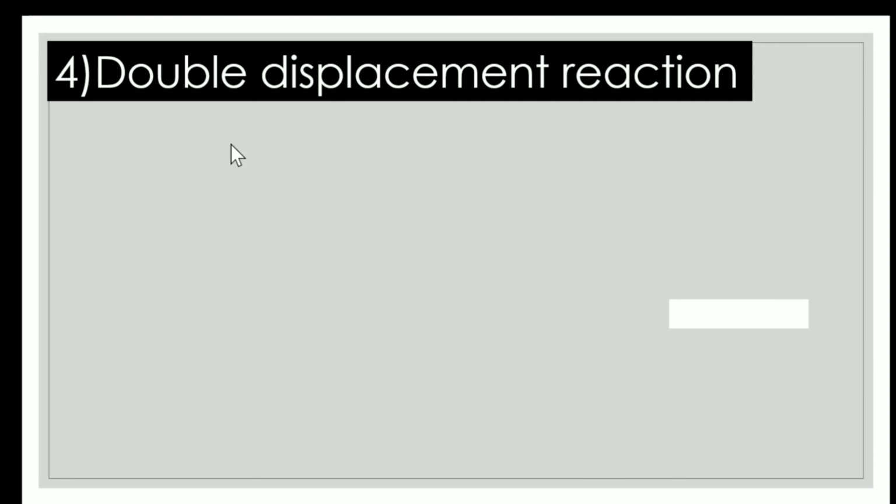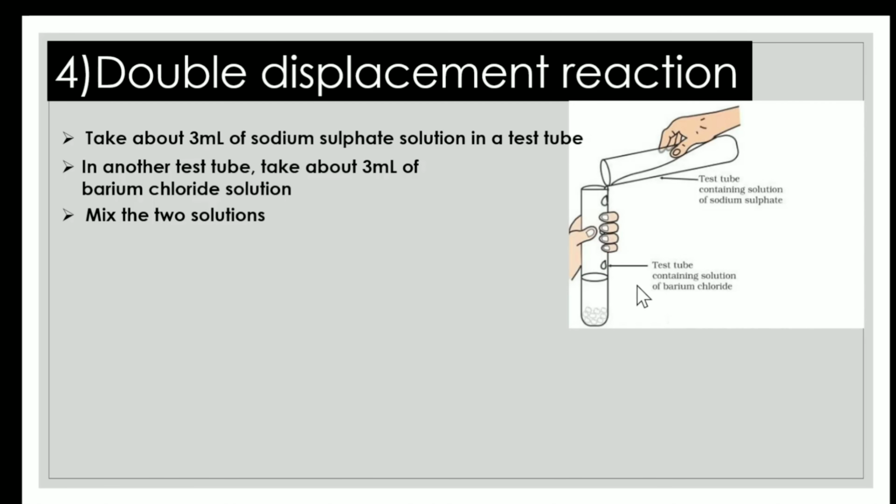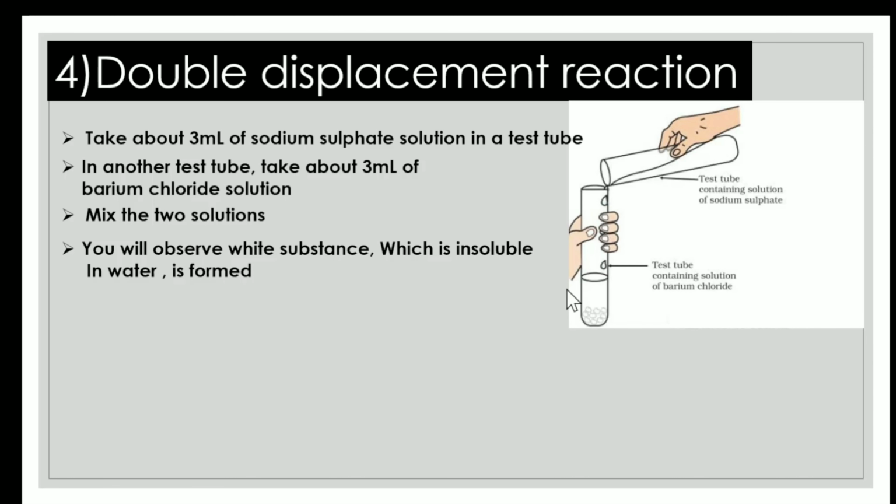Double displacement reaction. Take about 3 ml of sodium sulfate solution in a test tube, and in another test tube, take about 3 ml of barium chloride solution. Now we have to mix the two solutions. This is a test tube containing barium chloride and a test tube containing sodium sulfate. So we are mixing the two solutions. Observe clearly, you will observe a white substance which is insoluble in water is formed.